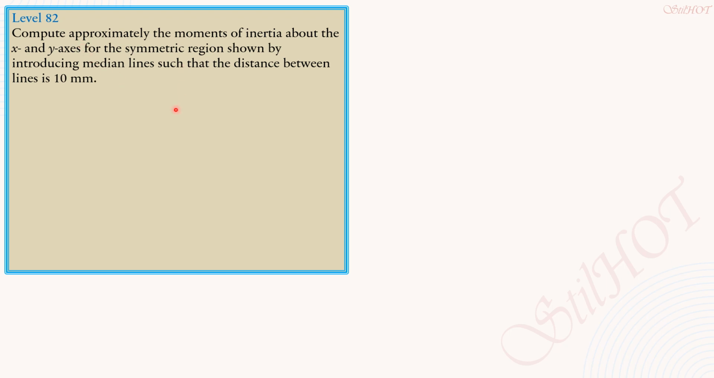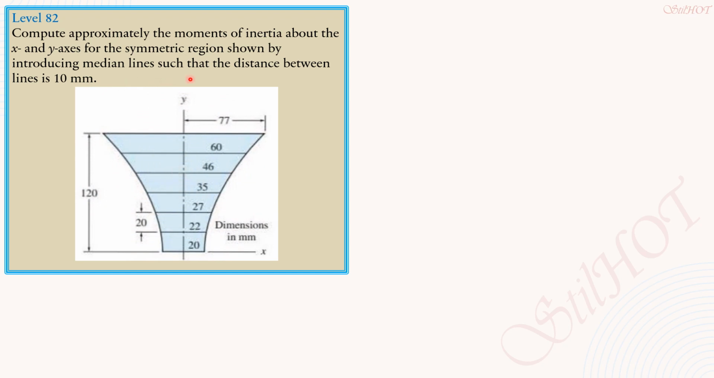Compute approximately the moments of inertia about the x and y axis for the symmetric region shown by introducing median lines such that the distance between lines is 10 mm. So instead of 20, to accurately approximate the moment of inertia with respect to the x and the y axis, we have to introduce median lines so that the distance between those lines would be 10 mm instead of 20 mm to make it more accurate.